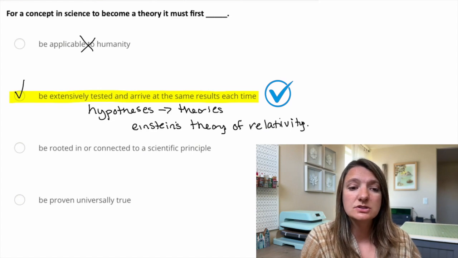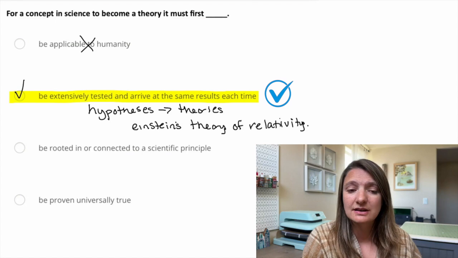If we look at the other two, be rooted in and connected to a scientific principle, that doesn't necessarily have to happen. And D, be proven universally true, definitely doesn't have to happen because theories can change. So our answer is going to be B.